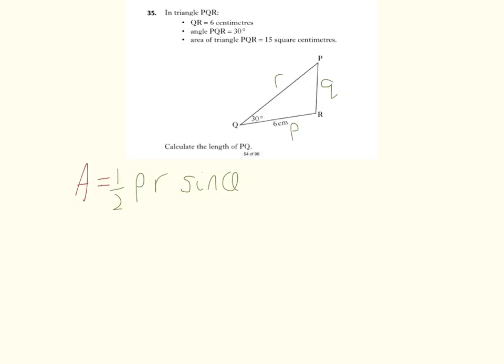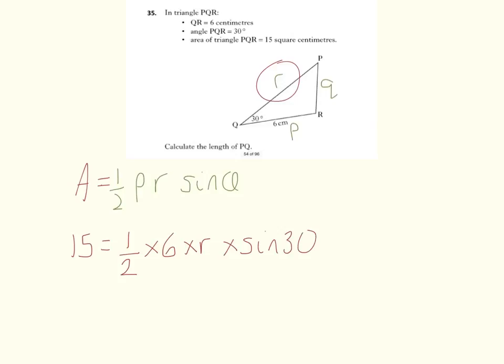What we're going to do is fill in the information that we know so far. We know that the area is 15 square centimetres, so we can replace A with 15. That's the same as a half times P, which is 6, times R, which we don't know. R is what we're looking for. This is the one of interest. And we're going to times that by sine of 30.